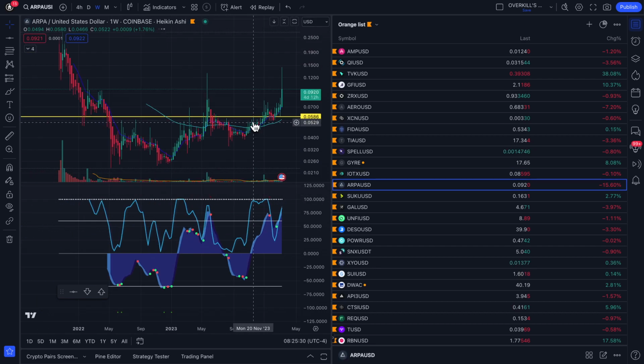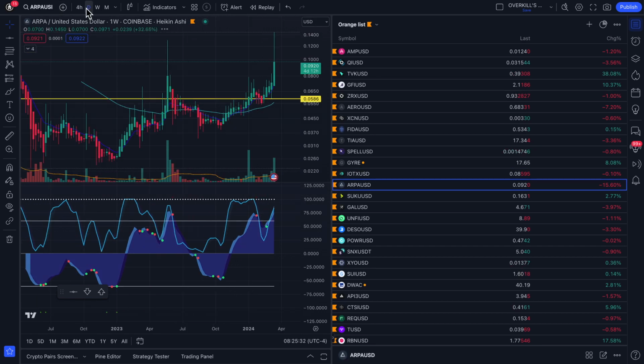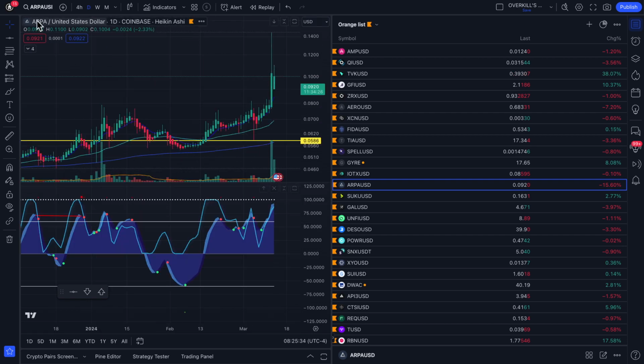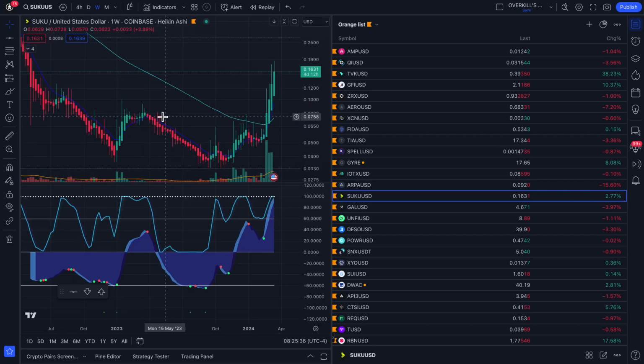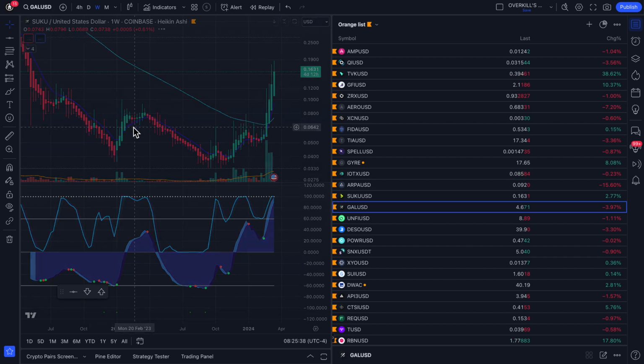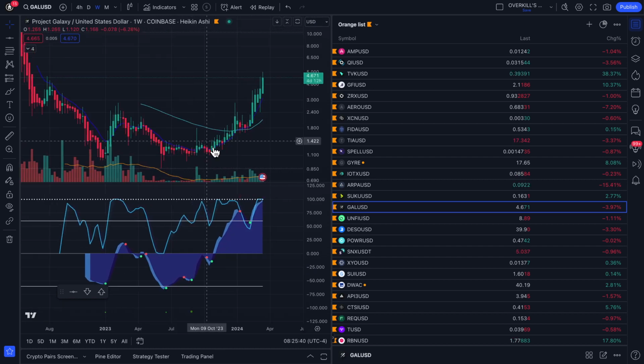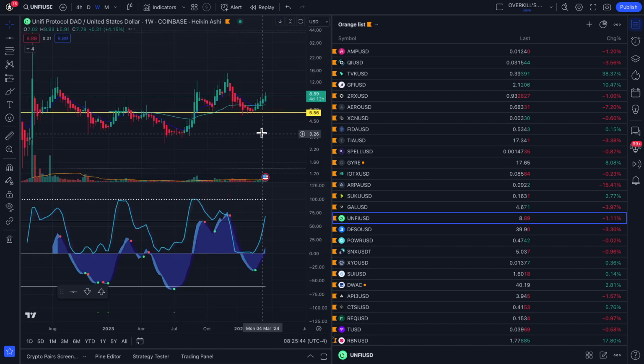ARPA taking off here. Very nice. Very nice trade here on ARPA. And that one's also getting pretty close to profit-taking territory. Suku, I'm taking profits. GAL, Project Galaxy, taking profits on that one. Unify. This one's slowly grinding up here. Still got some room to run.